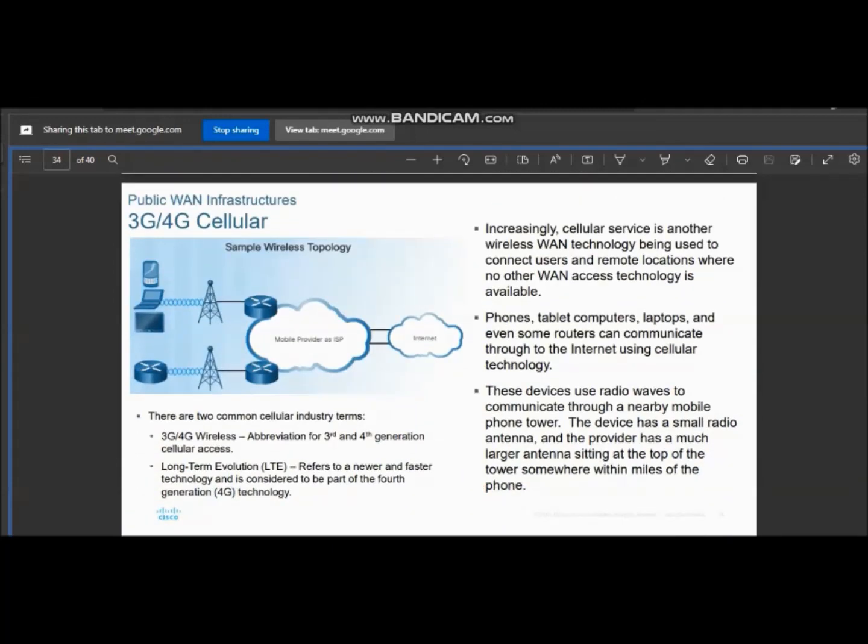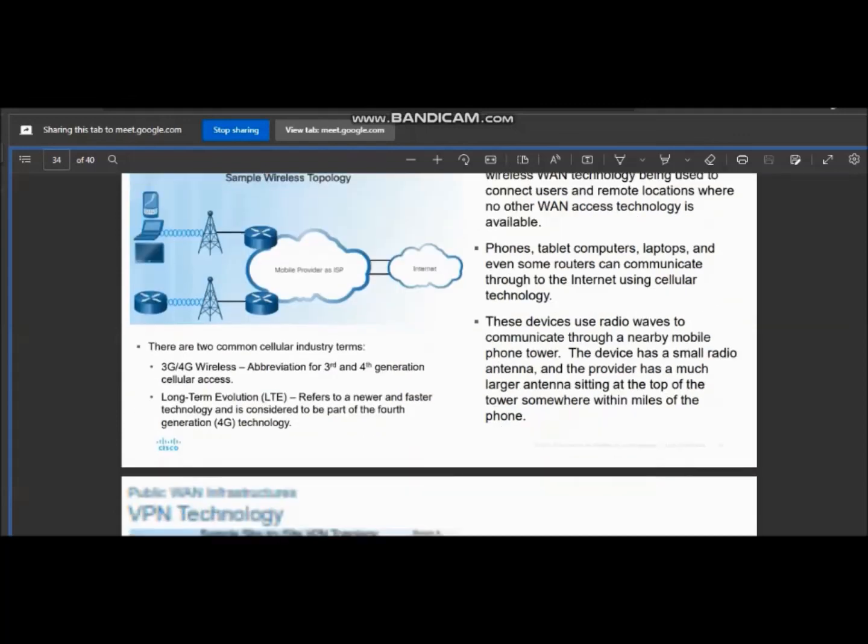Next is 3G or 4G cellular. Increasingly, cellular service is another wireless WAN technology being used to connect users and remote locations where no other WAN access technology is available. Phones, tablets, computers, laptops, and even some routers can communicate through the internet using cellular technology. These devices use radio waves to communicate through a nearby mobile phone tower. The device has a small radio antenna and the provider has a much larger antenna sitting at the top of the tower somewhere within miles of the phone.